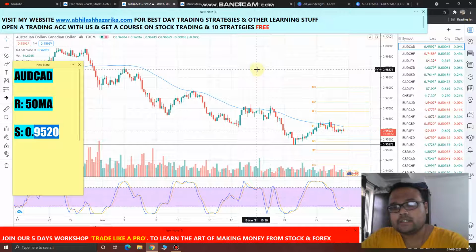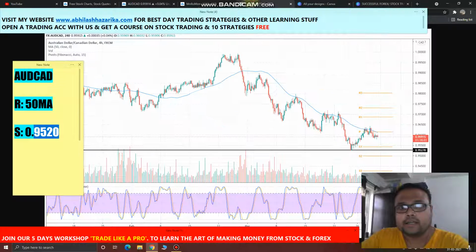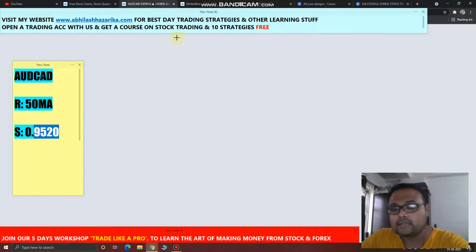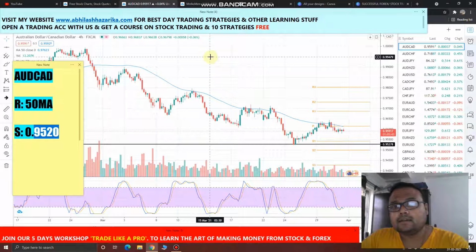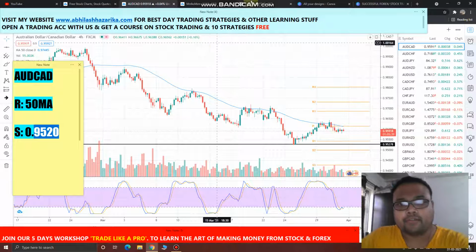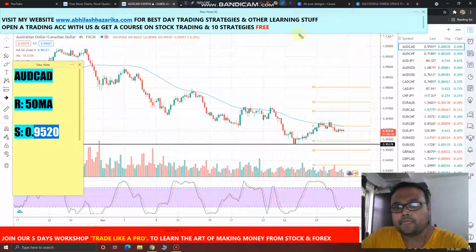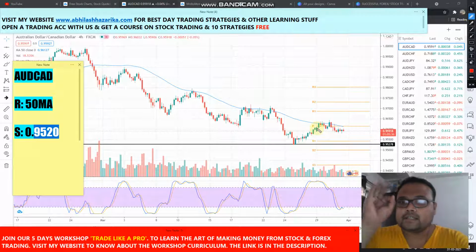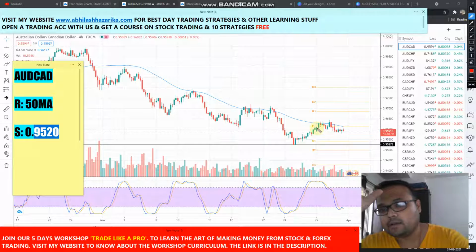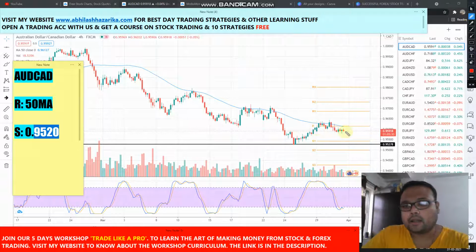Therefore, what should be our strategy then? As we have already seen on this chart, right now the market is in a downtrend and is getting resistance. Whenever the market is trying to go up, it is getting resistance from the 50 moving average. Therefore, the 50 moving average is the best place to short the market.